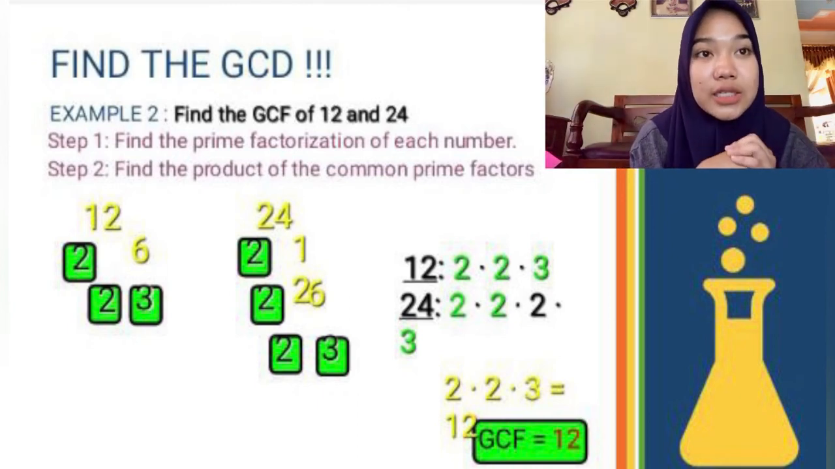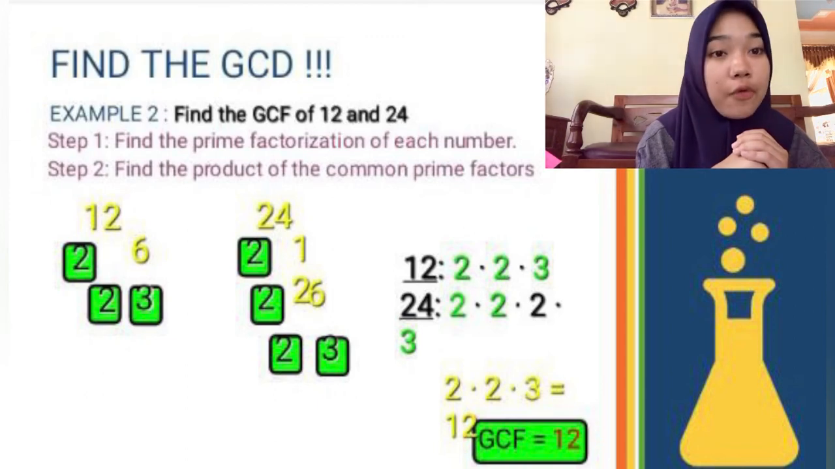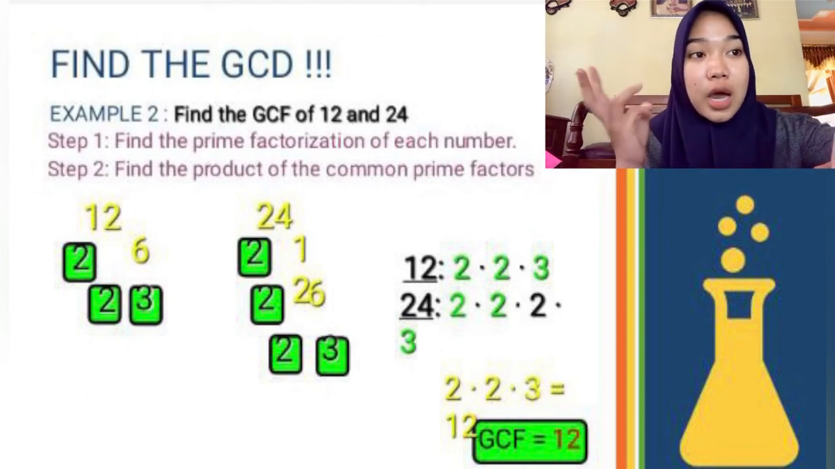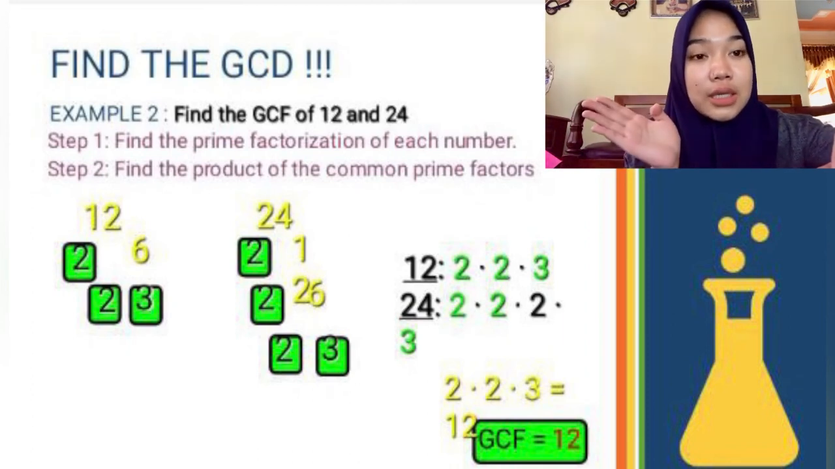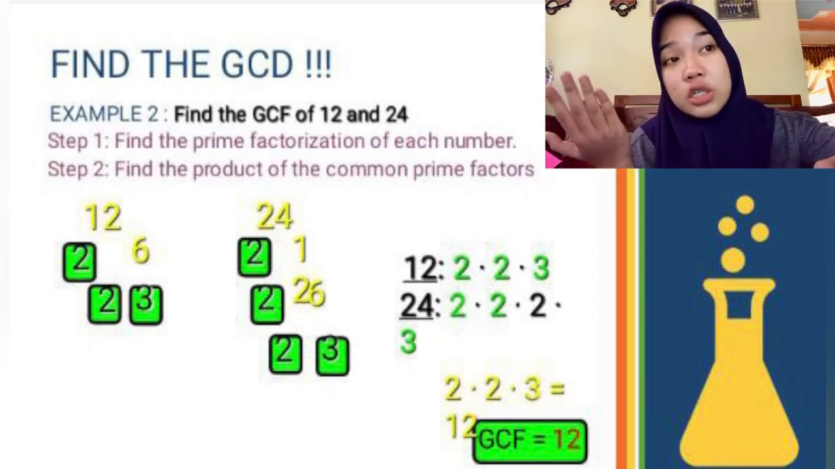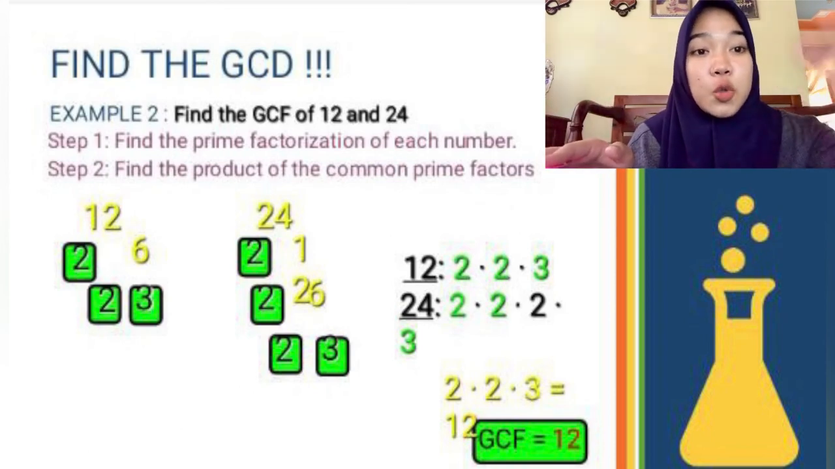Okay, next we try step 2, find the product of the common prime factors of 12 and 24, which is 2 times 2 times 3, and that equals 12. So the greatest common factor or greatest common divisor of 12 and 24 is 12.